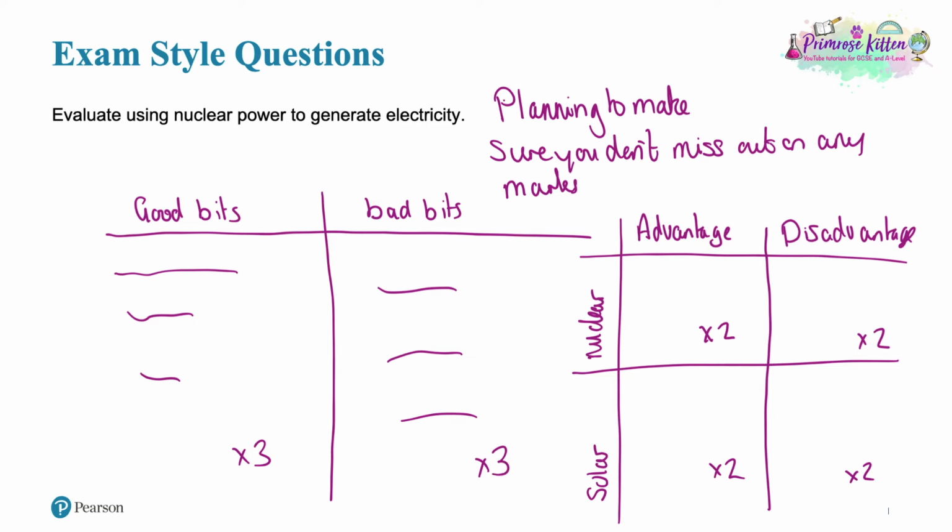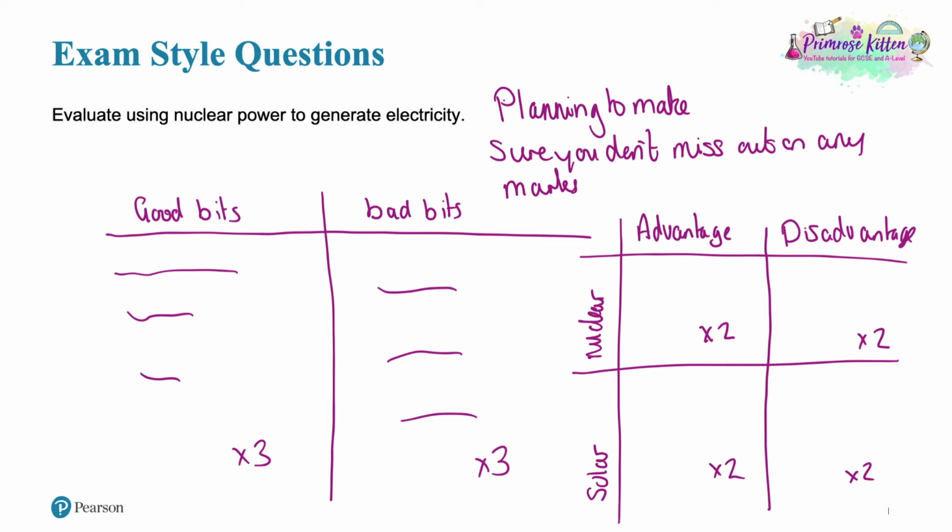Or for an evaluate question with just good things and bad things, make sure you've got 3 different things in each. Now, this is what our actual answer is going to look like. This is just our planning, but by planning this, it makes sure you've got an even spread of everything.